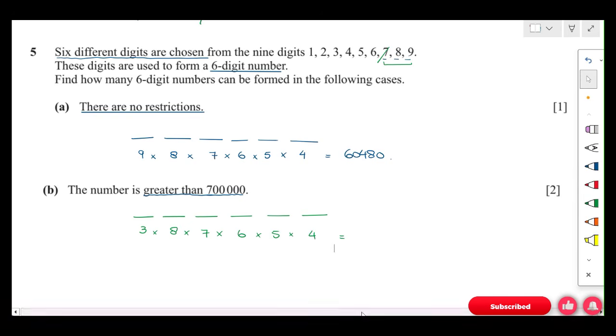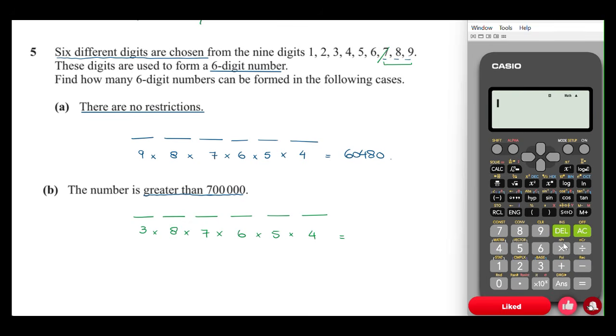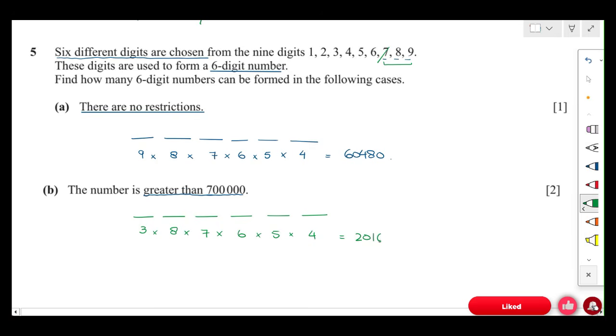Let me simplify this. 3 into 8 into 7 into 6 into 5 into 4. So 20,160. So 20,160 6-digit numbers can be formed when the number is greater than 700,000.